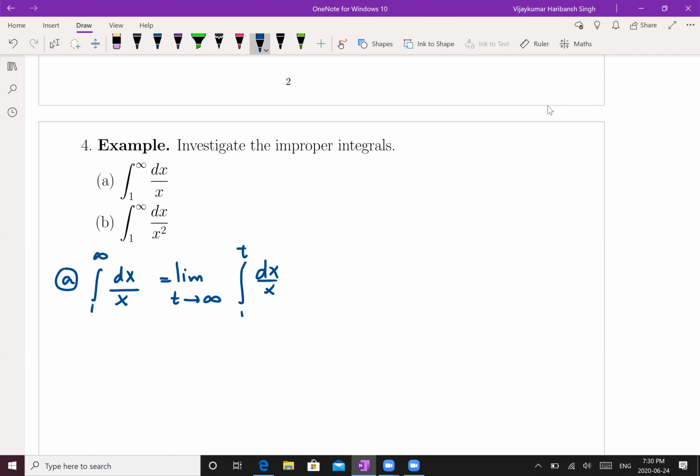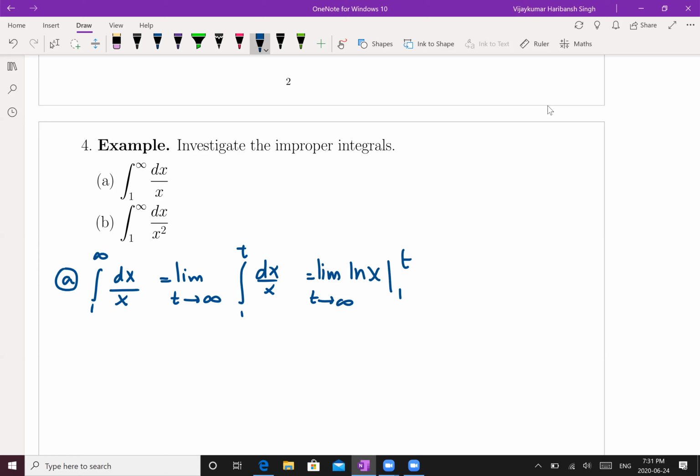That is what it means. So this is the definition. This part is the definition. Now you compute this limit. The integral of 1 over x is ln x, from 1 to t, limit as t goes to infinity. Generally, you take ln of the absolute value of x, but since we are in 1 to t and it's positive, I can get away with just writing ln x.